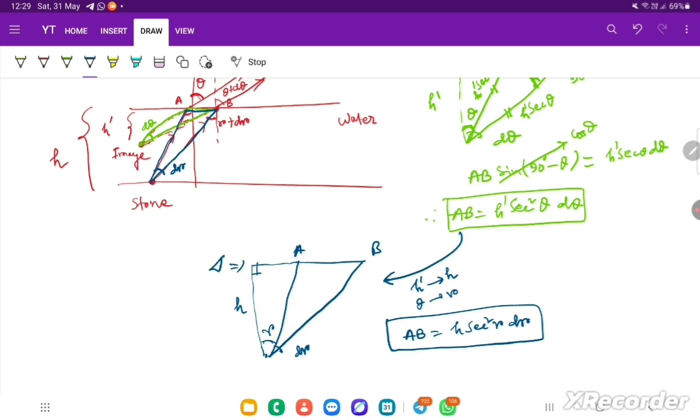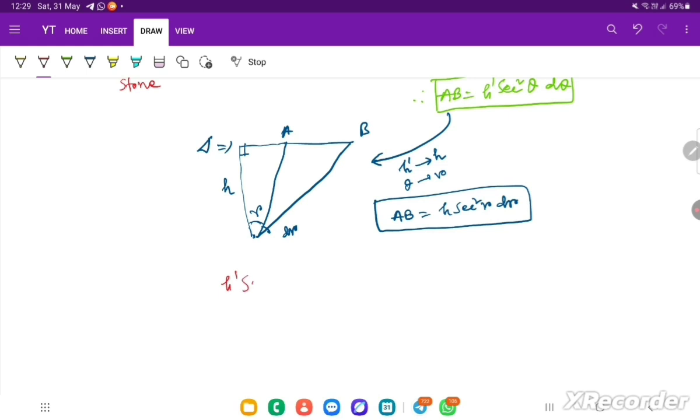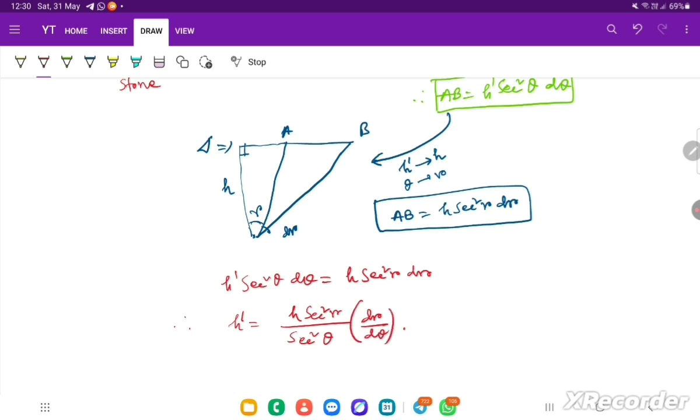Now I am equating these two. So h dash sec square theta d theta is h sec square r dr. I'm trying to find h dash, right? h dash is h times sec square r upon sec square theta, times dr upon d theta. So now I will bring in the term dr upon d theta.